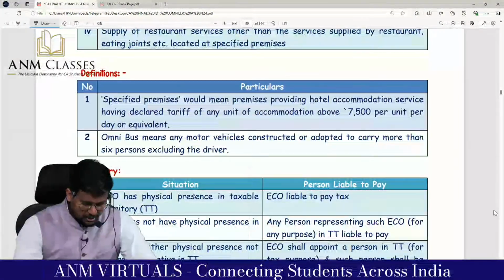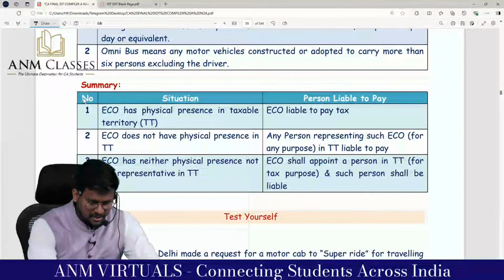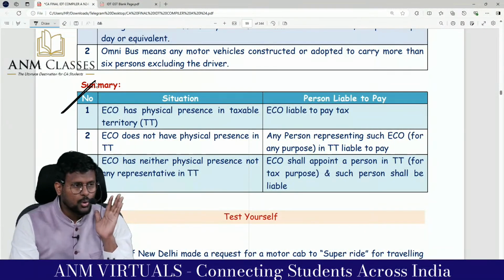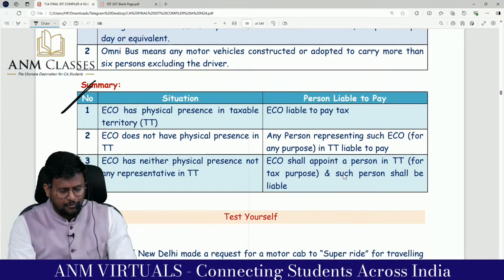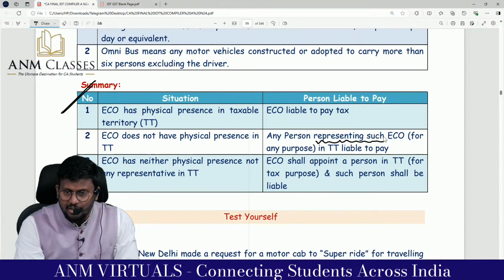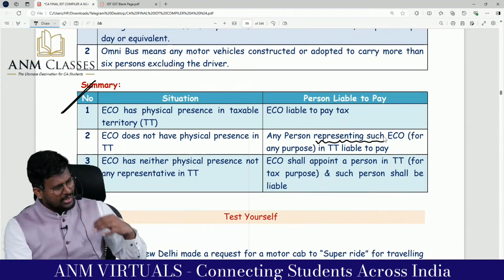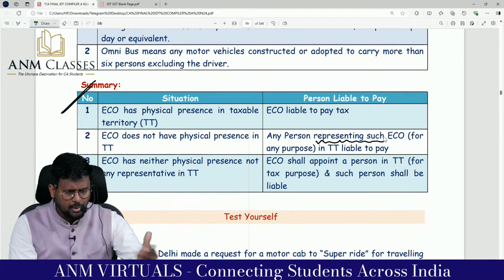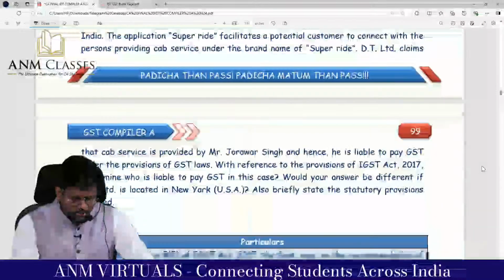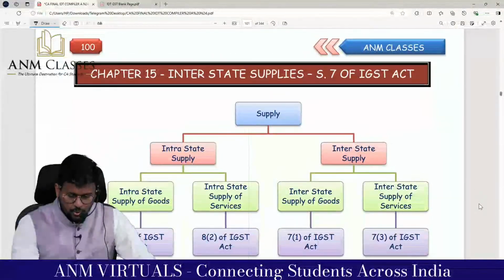Yes, sir. With regard to the definition, and we have already discussed this, if the ECO has a physical presence in taxable territory, ECO is liable to pay tax. If the ECO does not have a physical presence in taxable territory, any person representing such e-commerce operator. If the ECO neither has a physical presence nor any representative, the e-commerce operator shall appoint a person in the taxable territory, and such person shall be liable. Comfortable, my dear lovable students?